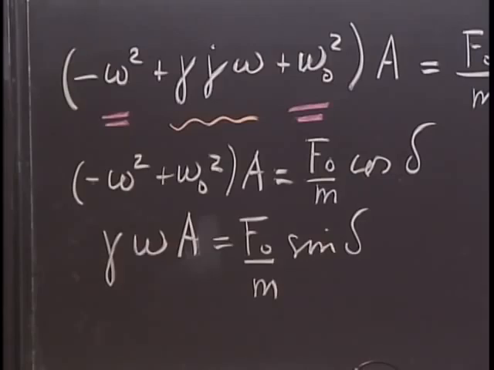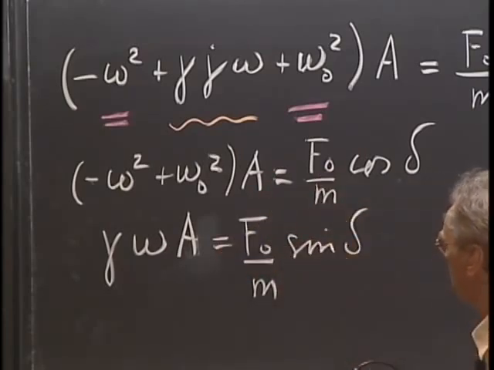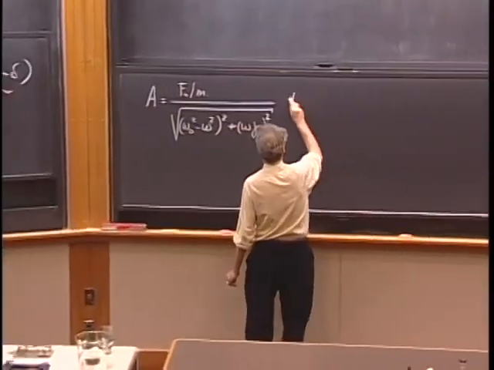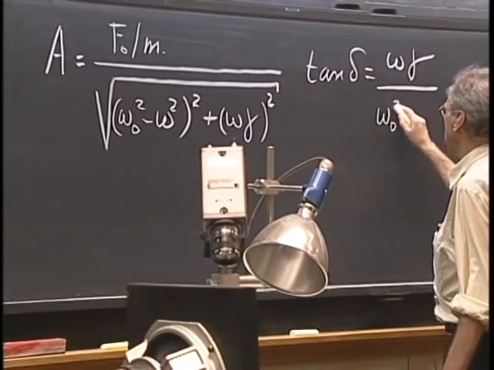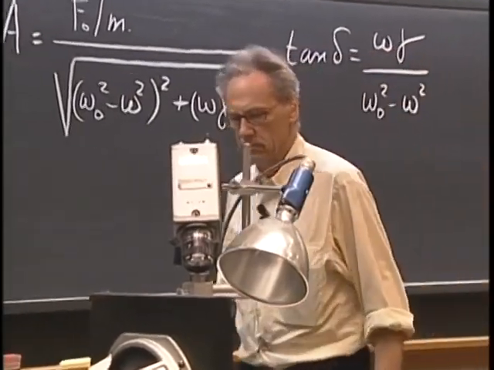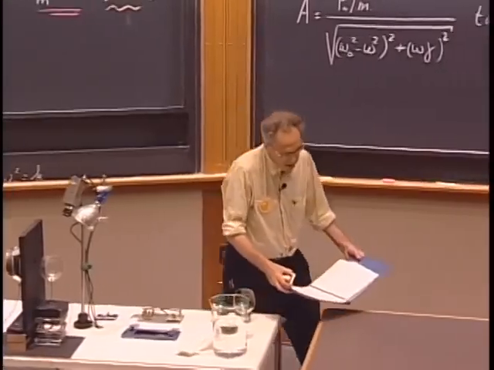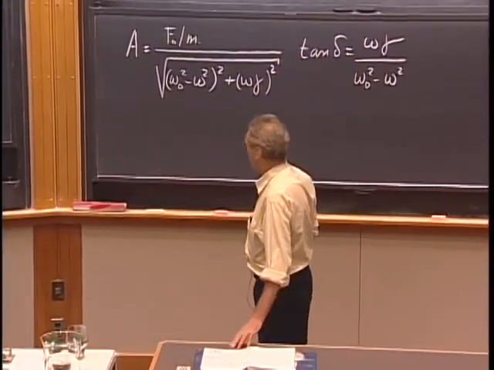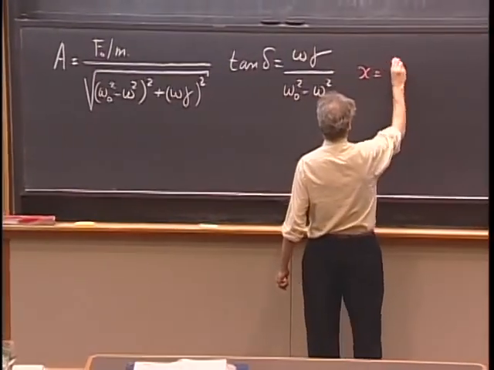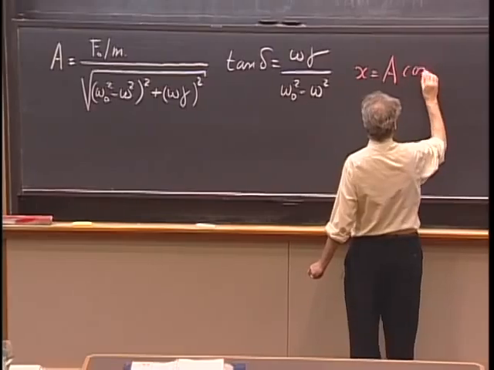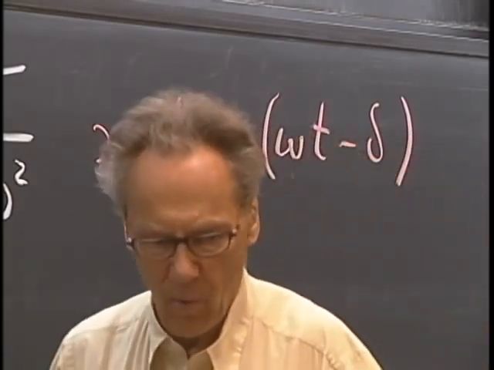And the tangent of delta is easy to find because you divide this equation by that one. You get immediately the tangent of delta. The A's disappear, and F0 over m disappears. And so you'll get that the tangent of that angle delta is ωγ divided by ω0 squared minus ω squared. We can now return to the real world. And if we return to the real world, we have to change x_z back into x. So our final solution, which I will put in color, would then be that x as a function of t is this amplitude A times the cosine of ωt minus delta. And that is the ω that I impose on the system.